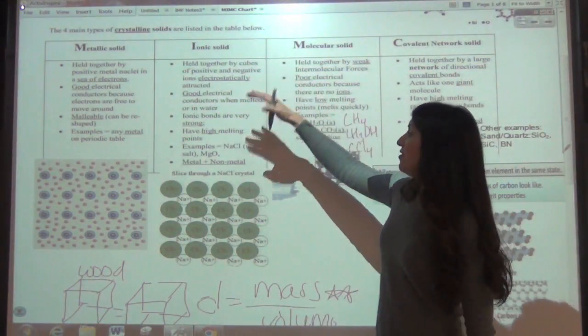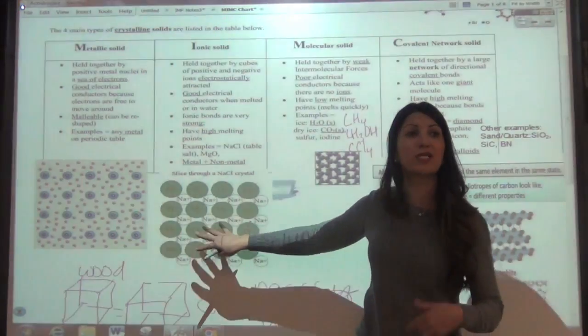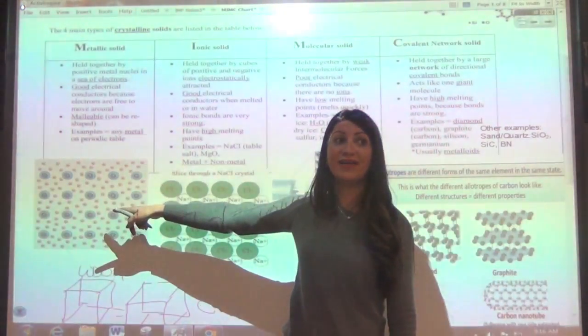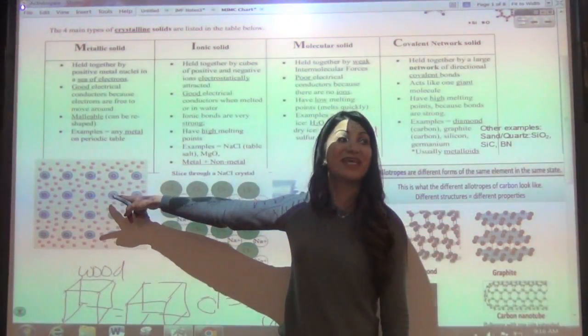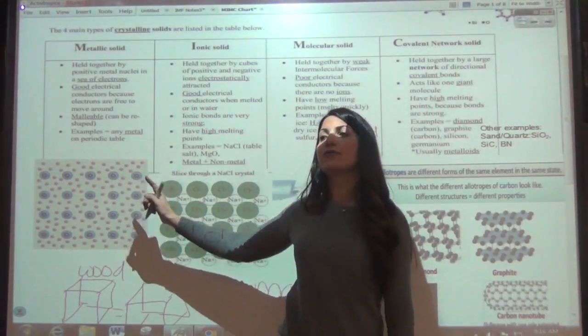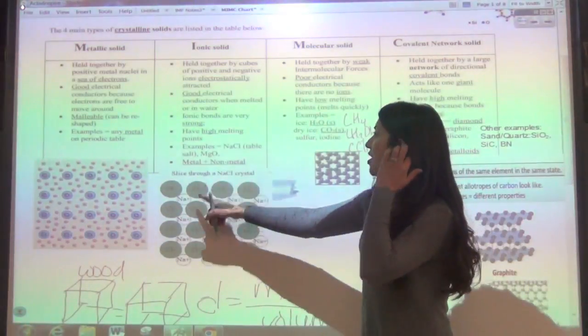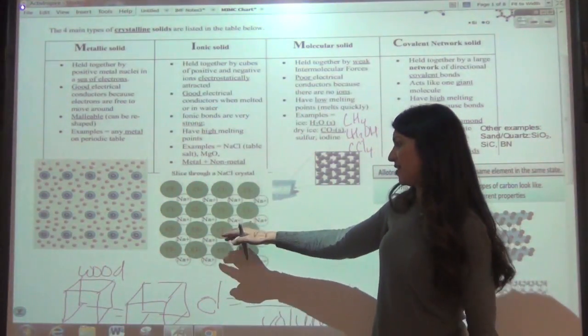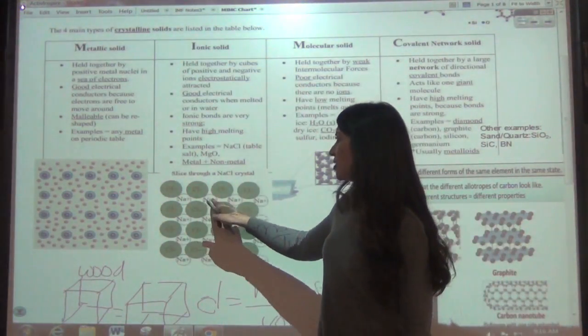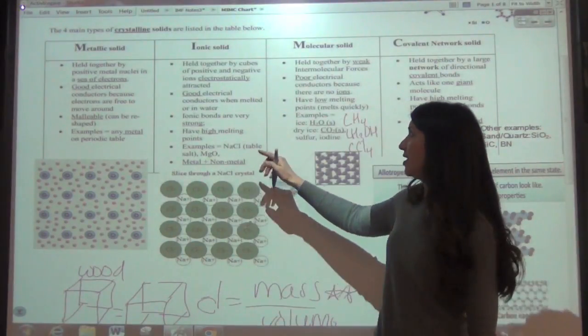Ionic solids, these are held together electrostatically. So are metallics. Those are also held together electrostatically. So just to make sure that you know that. And so this says it's just a slice through an NaCl crystal. And so you can just see that it's alternating positives and negatives.